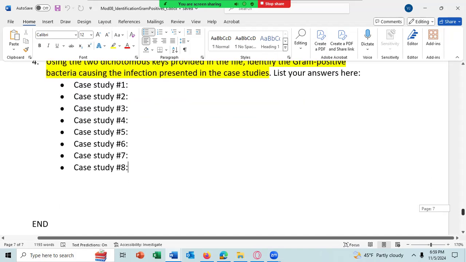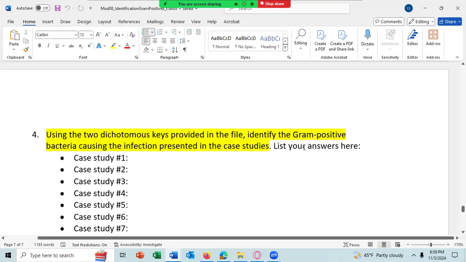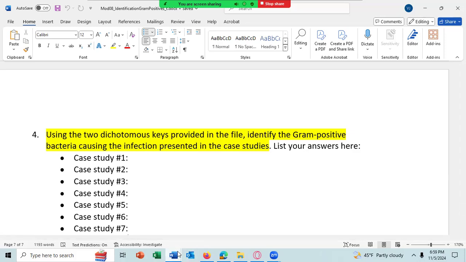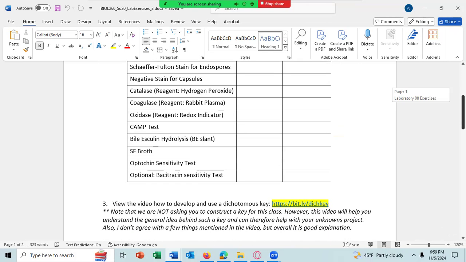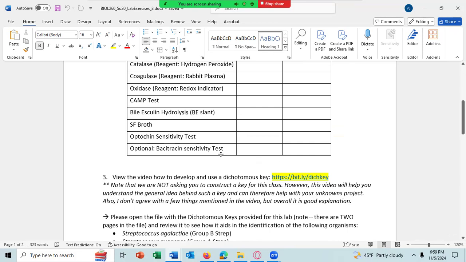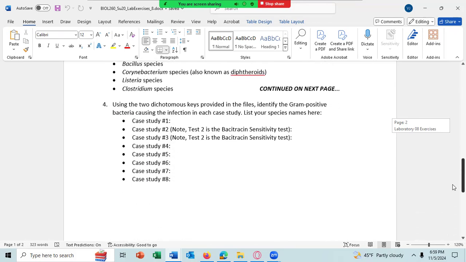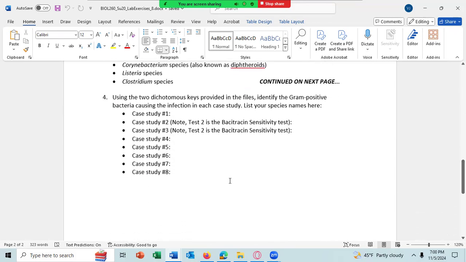And then when you have your answers, put your answers in the worksheet. I guess I should have shown you the worksheet. There's actually a change here. I've added bacitracin because you'll need the bacitracin result for one of the case studies. And then put your answers here on the worksheet. And I'm telling you that for case study 2 and 3, test 2 is the bacitracin sensitivity test.